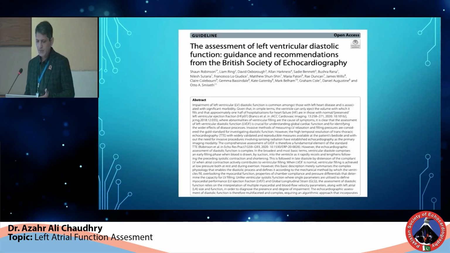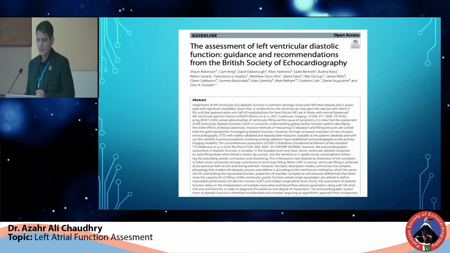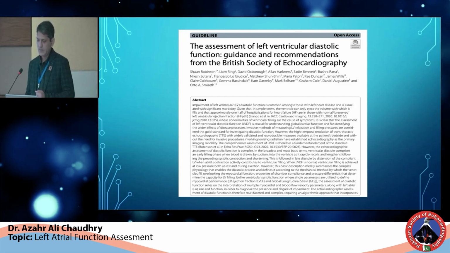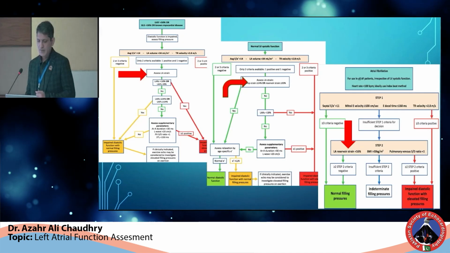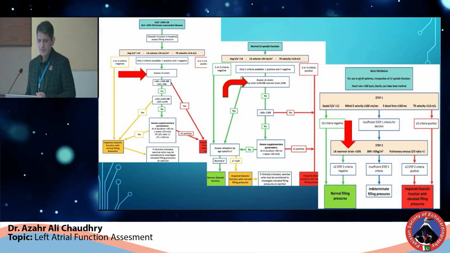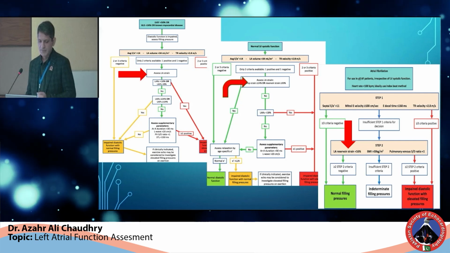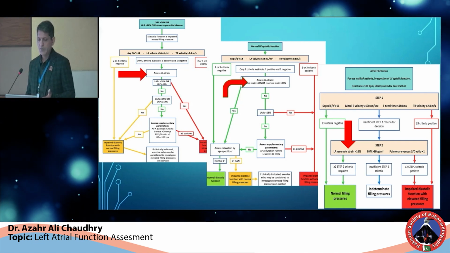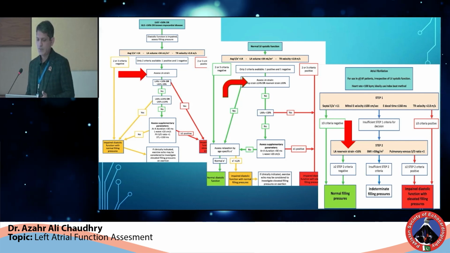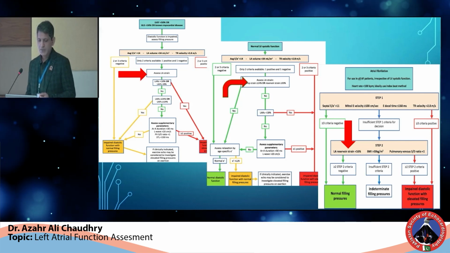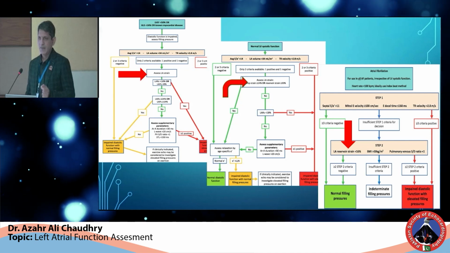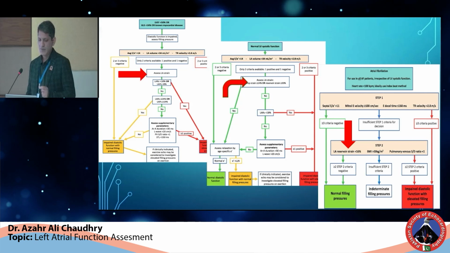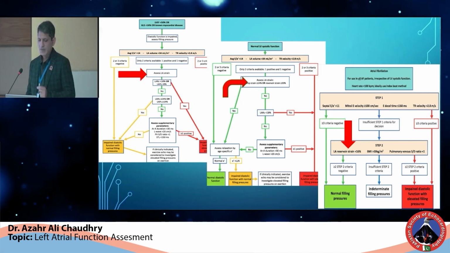So this is a document from the recent guidelines, the British Society of Echo guidelines published last year, and these guidelines adopted the left atrial strain in cases where the left ventricular diastolic dysfunction is indeterminate. So in all these three algorithms, patients with low EF, less than 50%, normal EF, or atrial fibrillation, in cases where there is no clear-cut diagnostic criteria for the left ventricular diastolic dysfunction, they have included the left atrial strain.